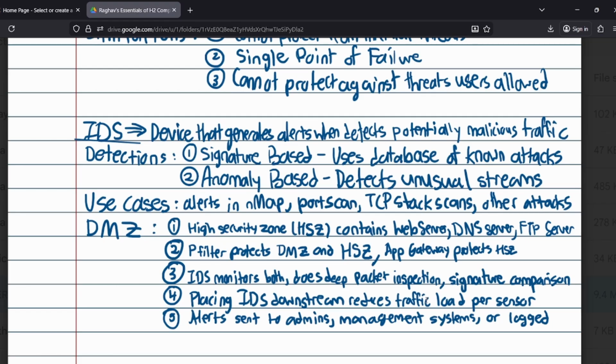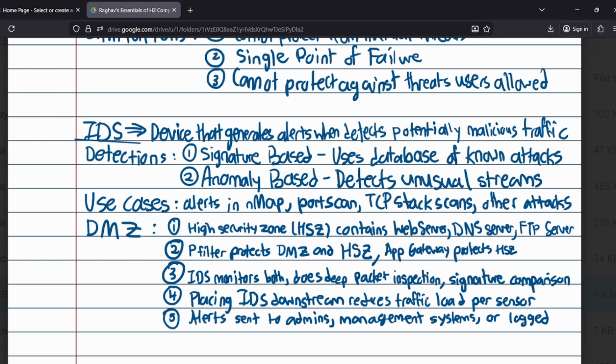Signature-based uses a library of known attacks that it mixes and matches with, and anomaly-based just looks at whether something is suspicious. So they have completely different approaches. Then the use cases are alerts in Nmap, port scans, TCP stack scans, and other attacks.